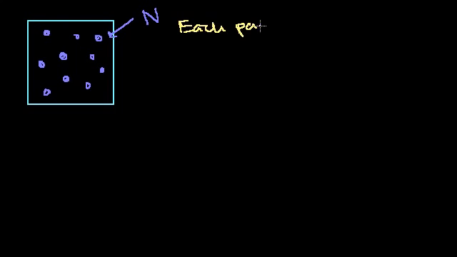Inside of that container, they're bouncing around like gas particles tend to do, creating some pressure on the container of certain volume. And let's say I have n particles. Now, each of these particles could be in x different states. So let me write that down. Each particle can be in x different states.